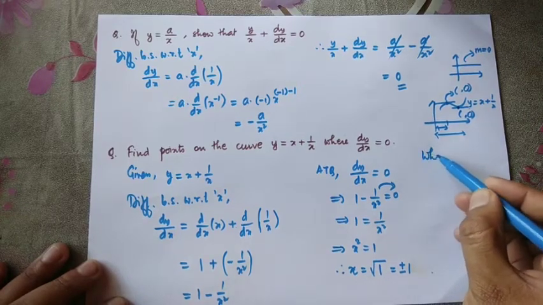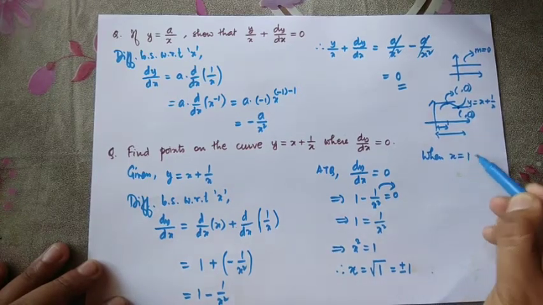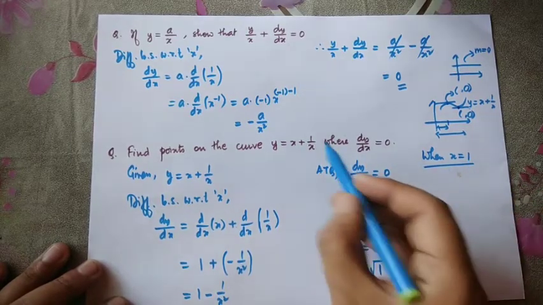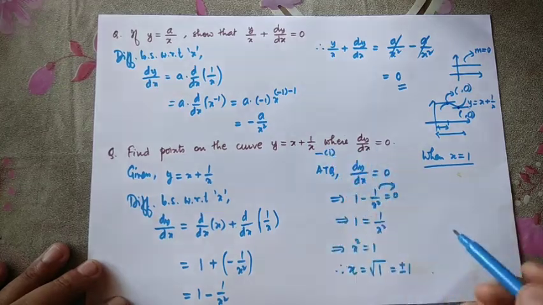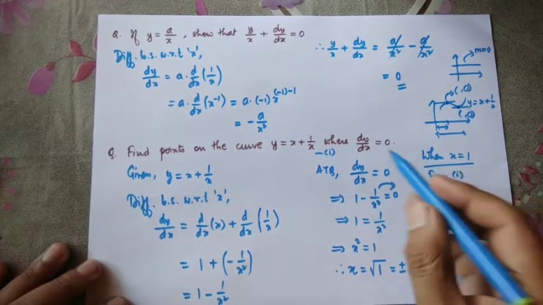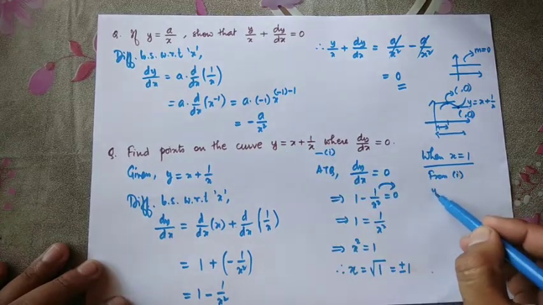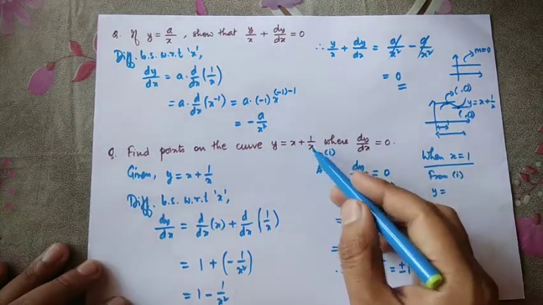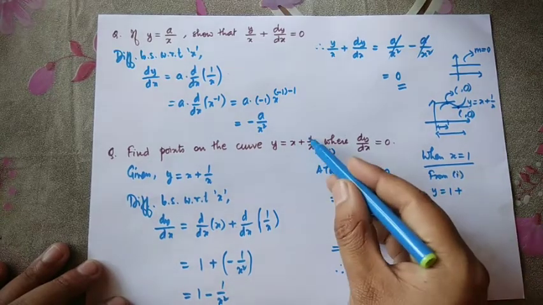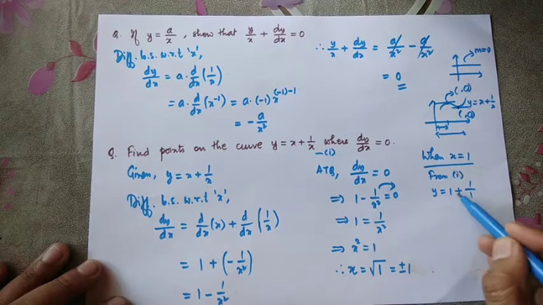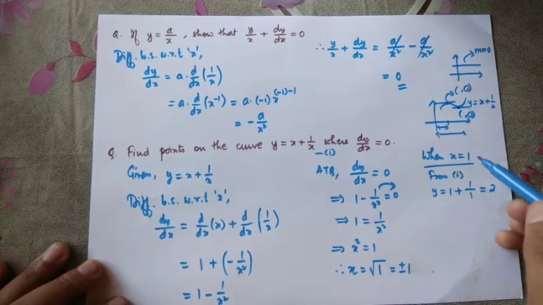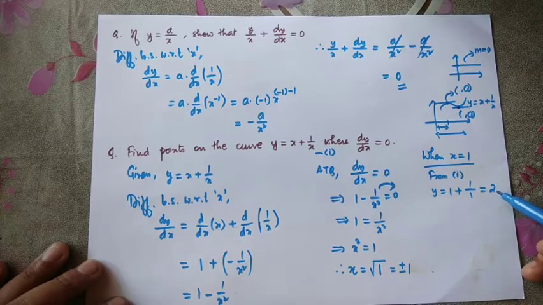Now we have two cases. When x is equal to 1, because we have got plus minus 1, I am taking 1. If I call this equation 1, then from equation 1 let us see what we get. We have y equals x plus 1 by x, so what is the value of x? It is 1 plus 1 by 1, and if you simplify this, how much will you get? 2, right? So whenever x is 1, the value of y is 2.